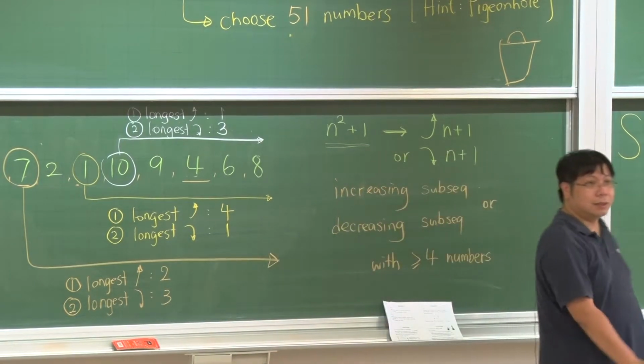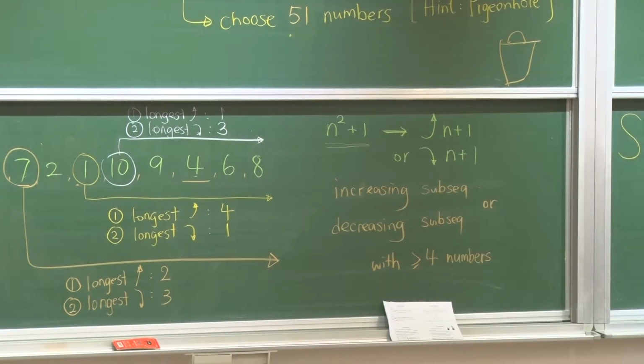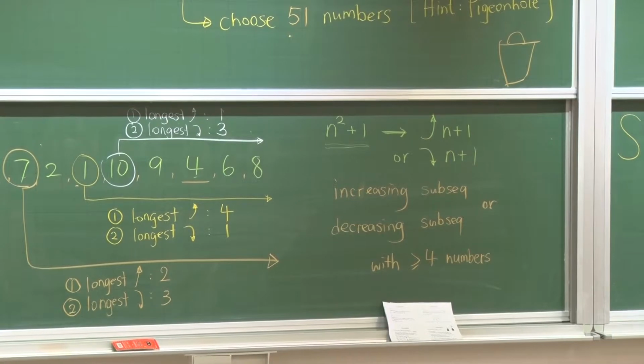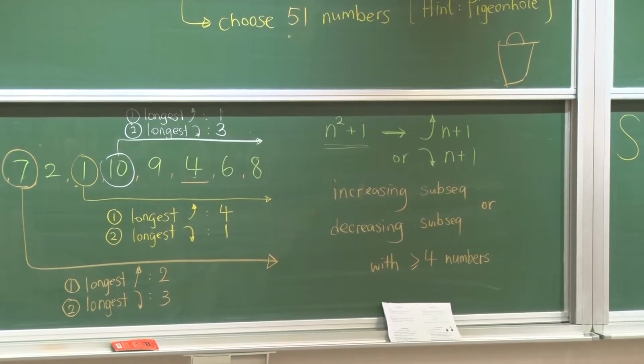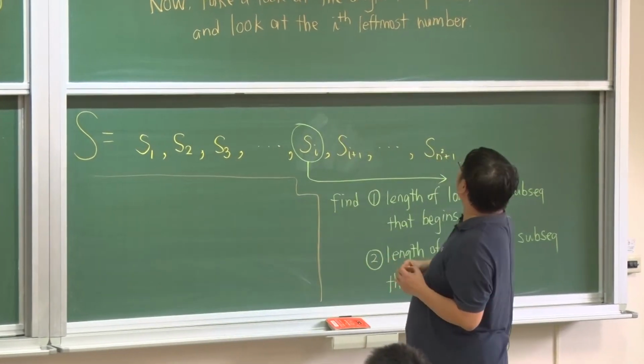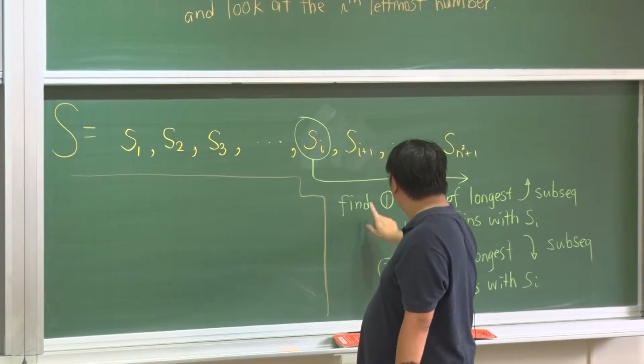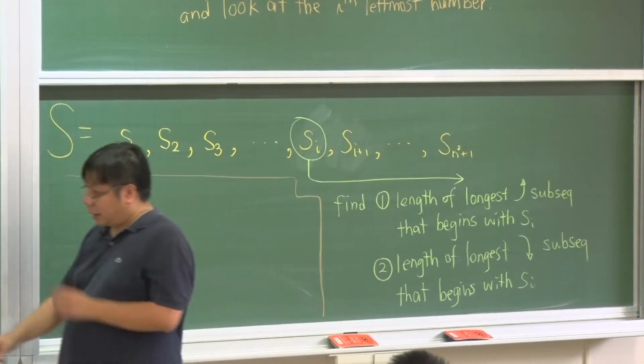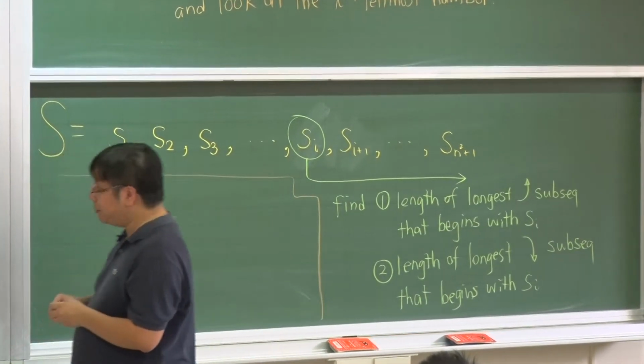So everyone understands the definition. Am I correct? For each number at any position, we can define two terms. One is the length of the longest increasing, and the other is the length of the longest decreasing. Is that okay? Okay, let us continue the proof. We define this, and then we continue the proof. Now let's take a look at the ith leftmost number and define these two terms. We find these two terms. And then what?